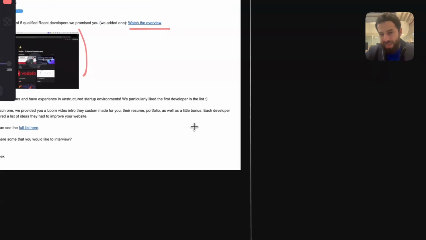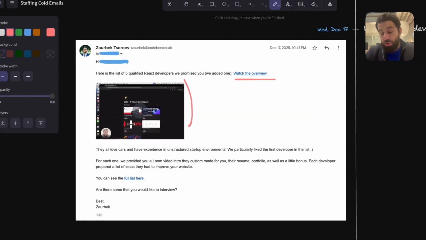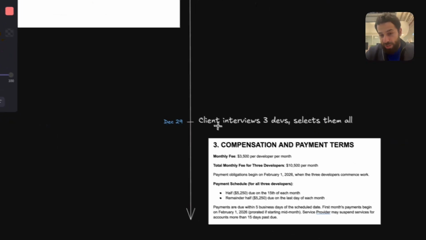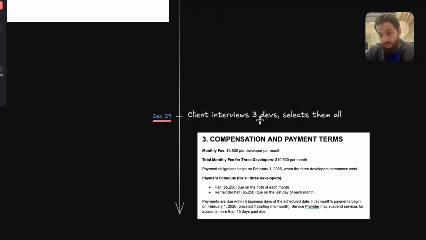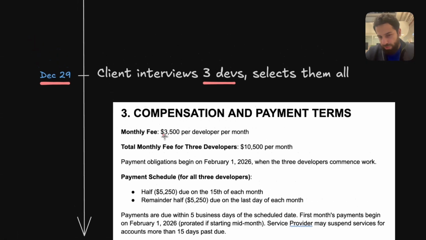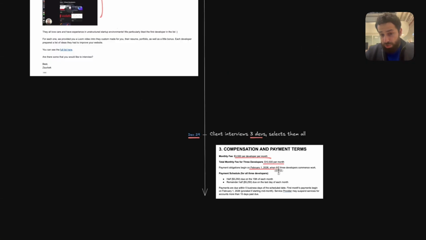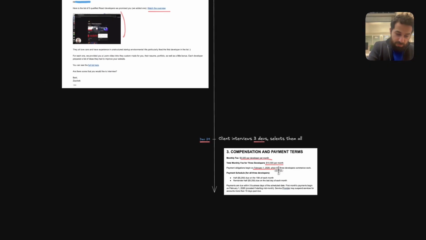And then it took some time because it was the end of the year, so we had to follow up a bunch of times to get them. They ultimately decided to take 3 out of the 5 developers for interviews. And on December 29, they scheduled the interviews with all 3 developers for the same day. They interviewed all 3, they liked them all, and they decided to take them. This was just from the contract, so it's $3,500 per developer, $10,000 per month in total, and they're starting on February 1st. So this is the complete timeline of how we went from November 1st to the end of December, in 60 days, on a brand new campaign, brand new offer, how we got this client.